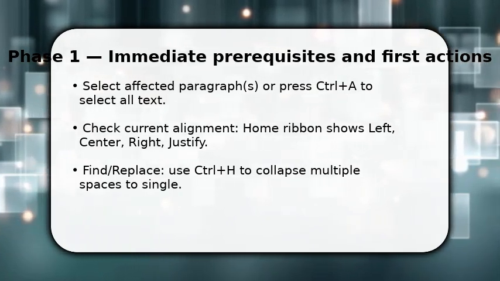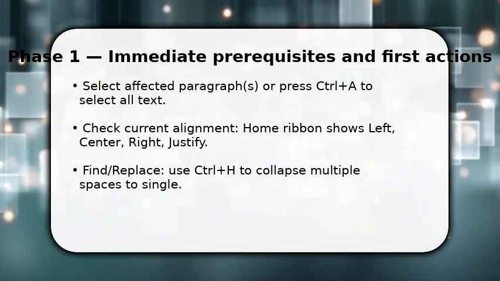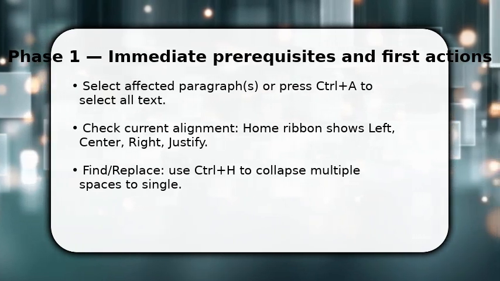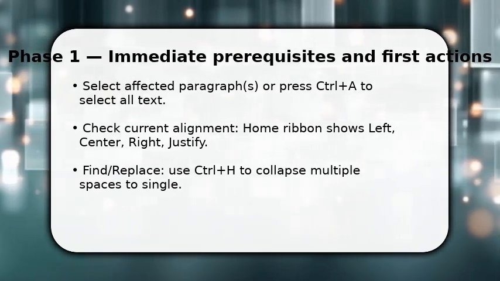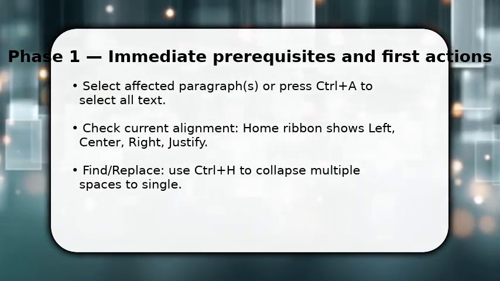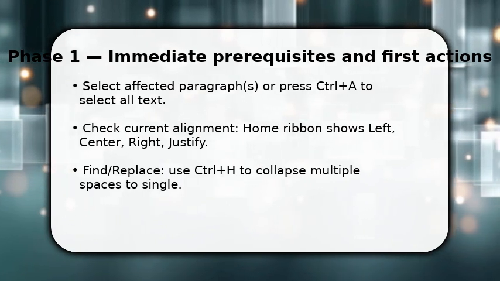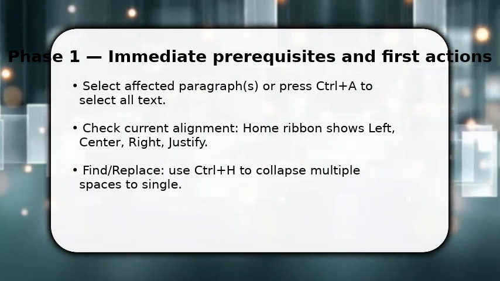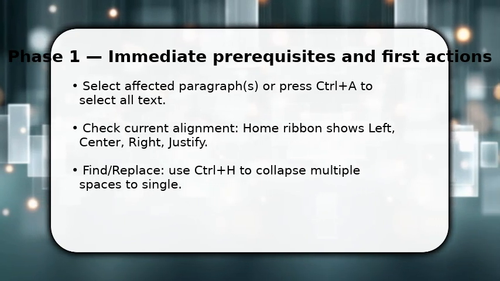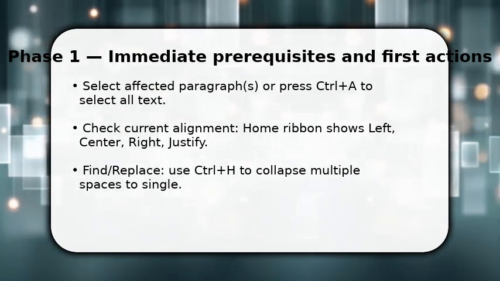First, run a quick find and replace. Press Ctrl+H, search for 2 spaces, replace with 1, click Replace All until none remain. Make sure you don't leave trailing spaces at line ends. This removes extra manual spacing and prepares the text for the single dependable fix that follows.